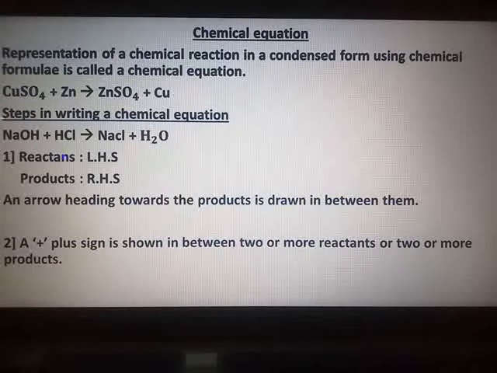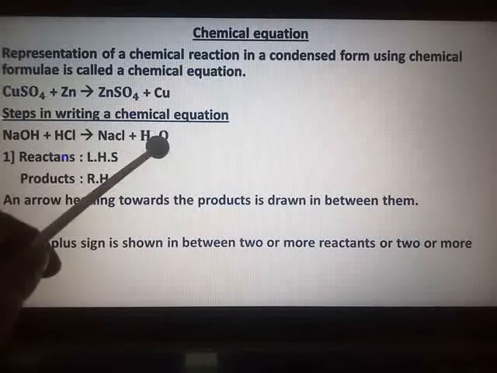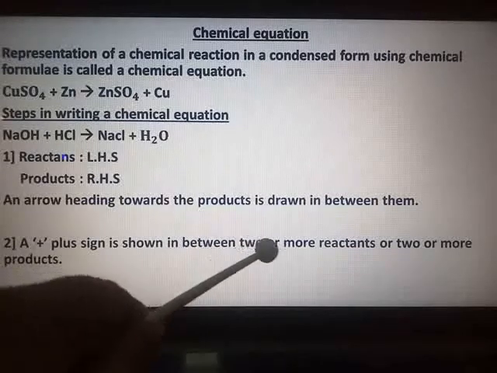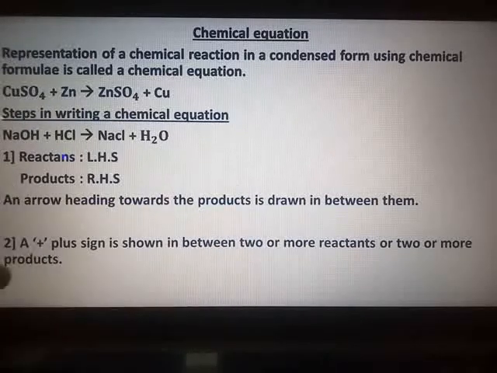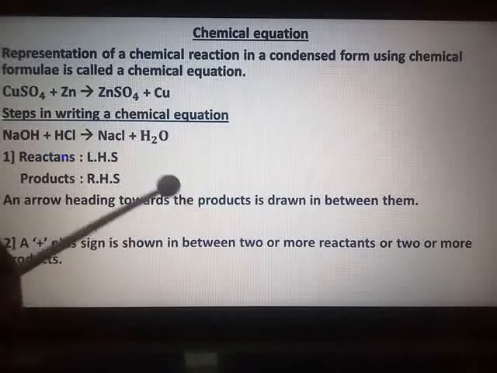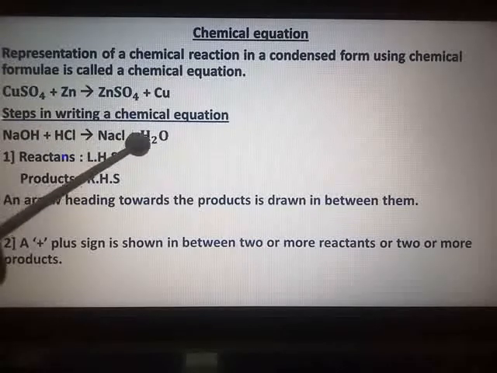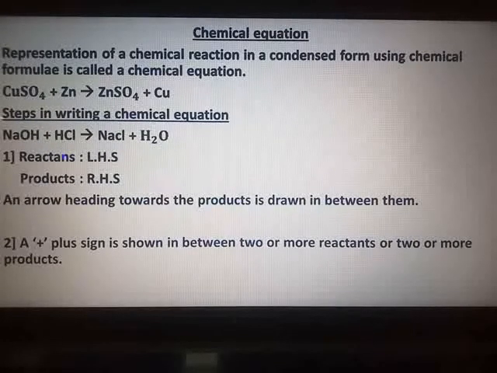Whenever you are writing a chemical equation and there are two or more reactants or two or more products which are formed, then a plus sign should be shown in between the reactants or the products. An arrow heading towards the products. You can see the tail of the arrow is towards the reactants and the arrow is pointing towards the products.